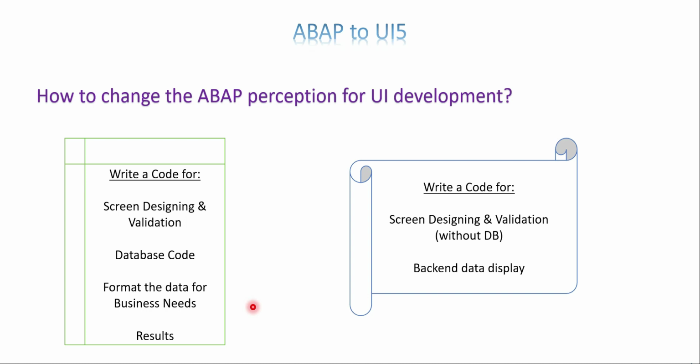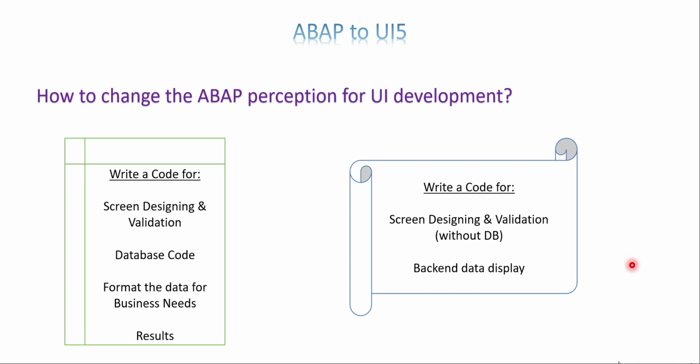And for UI development, why do we need to write code? UI development is mainly for screen designing, only for display purposes. You don't worry about how the data looks, which table it is coming from, what the inner joins and outer joins are, or what data manipulation is happening in the backend. You don't worry about anything. In a simple way, concentrate on screen designing.